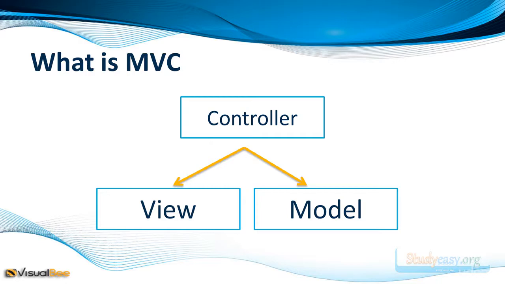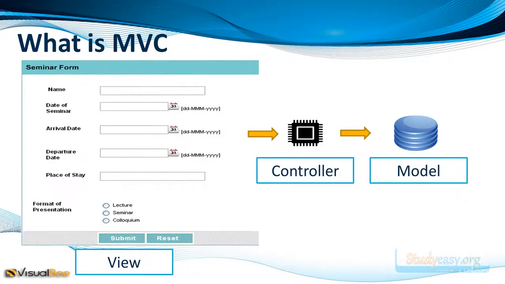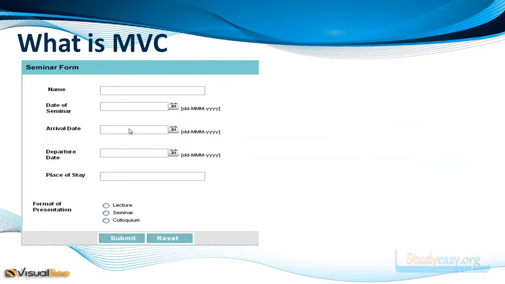Now the categorization is very simple. Let's try to check it using a very simple example. Now in this example, here is a very simple web page. This web page is nothing but a form for a seminar. So in here, the user will surely input some data, right, and submit the data. Now this form is the user interface using which the user is interacting with the software. So we are viewing this user interface, so it is known as the view.